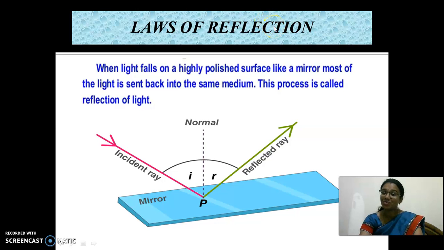First, what is meant by reflection? The light rays come and hit a smooth shiny surface and bounce back. It is called reflection. And what is reflection of light? Changing the direction of light by using a mirror is called reflection of light, right?